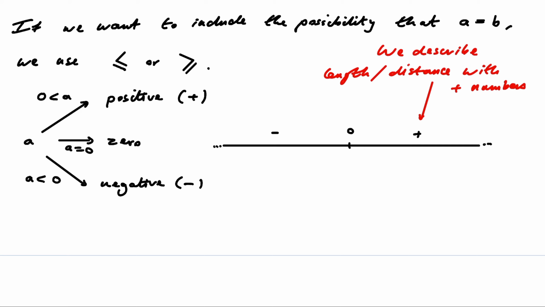Okay, so let's look at a few properties of these. So an important property of the inequality symbol is something called the transitivity property. So here is an important property. The transitivity property.